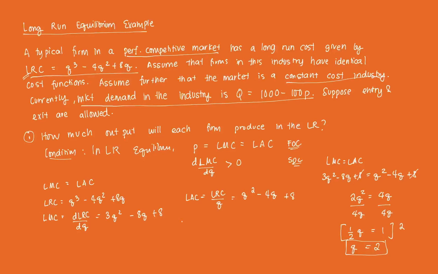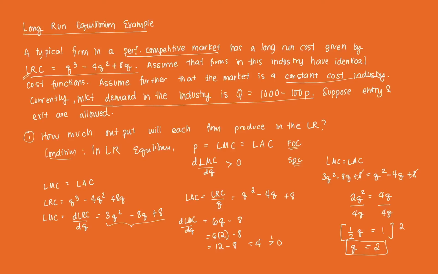So the SOC requires that dLMC over dQ be greater than 0. If we solve for that, we just take the derivative of this one with respect to Q again. So that's going to be equal to 6Q minus 8. But we know that Q is equal to 2. So this is going to be 6 times 2 minus 8. So that's 12 minus 8, that's equal to 4, which is greater than 0.